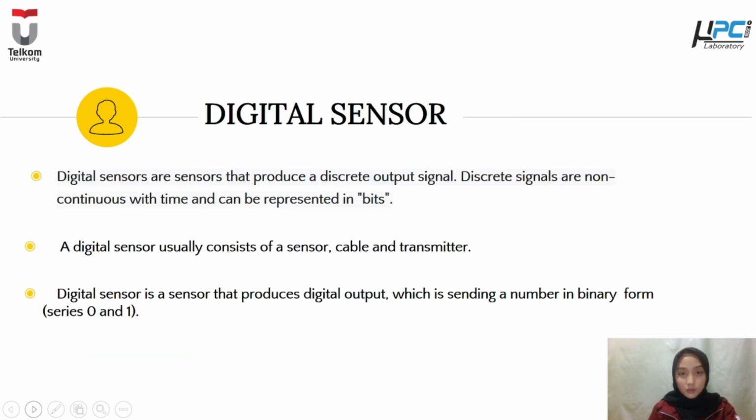We've talked about analog sensor. Now let's talk about digital sensor. Digital sensors are sensors that produce a discrete output signal. Discrete signals are non-continuous with time and can be represented in bits. A digital sensor usually consists of a sensor, cable, and transmitter. Digital sensor is a sensor that produces digital output, which is sending a number in binary. It's 0 or 1.